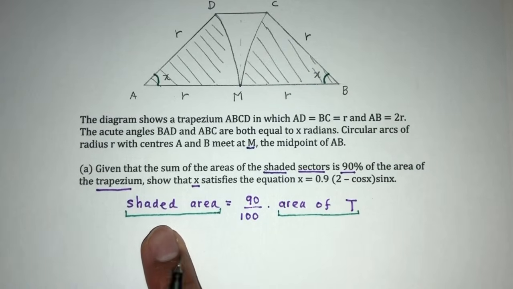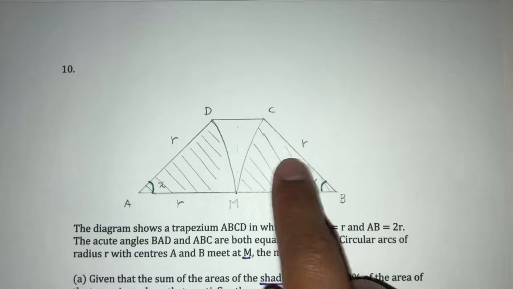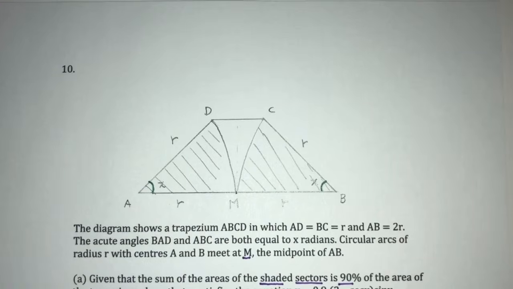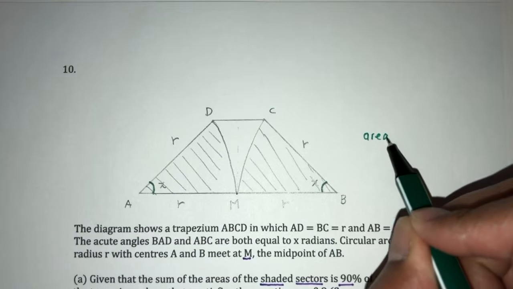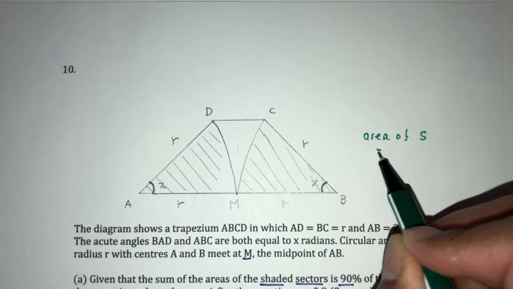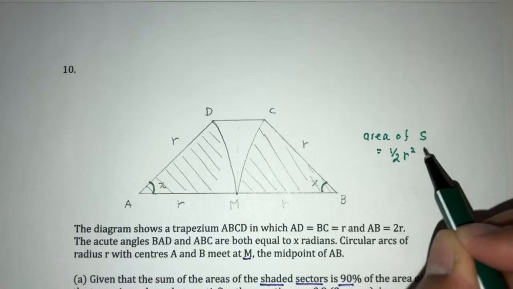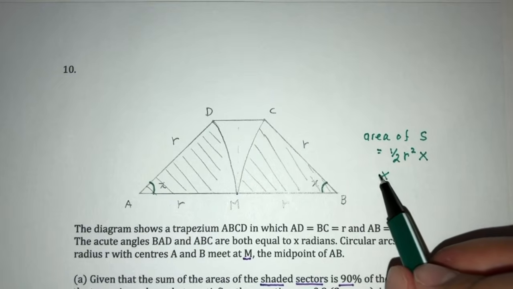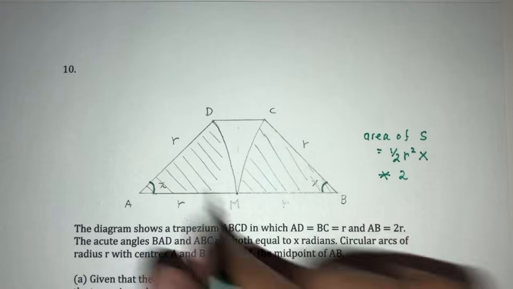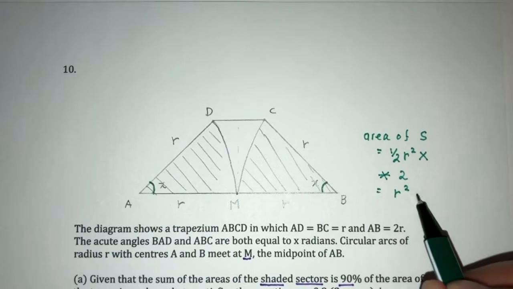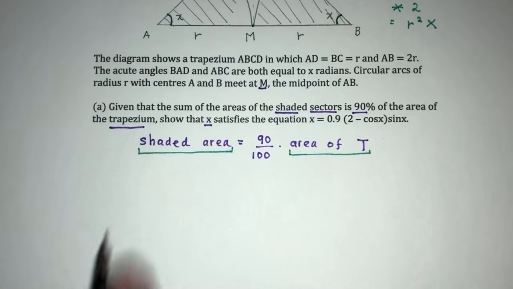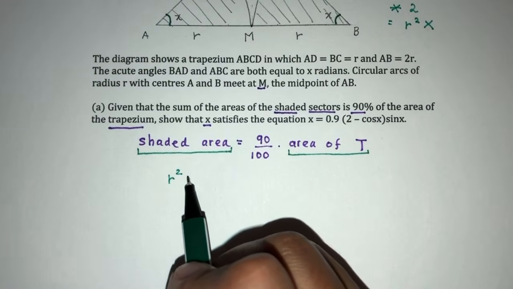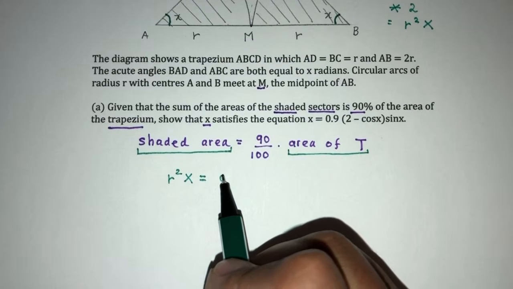How would you find the area of the shaded region? So pretty easy. As we can see, it is two of the same sectors, right? Because they have the same radius and the same angle. Area of sector is what? It is half r squared, the angle is x. Now we have to multiply by 2 because we have 1 and 2. That will be r squared x. So that will become r squared x is equal to 0.9.